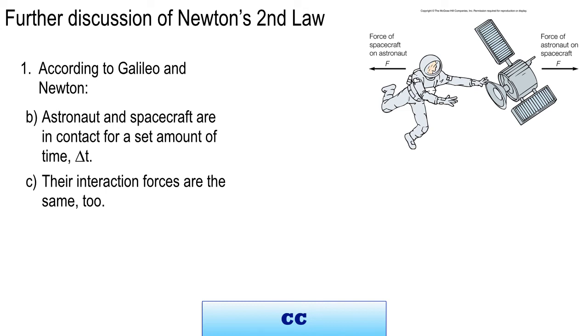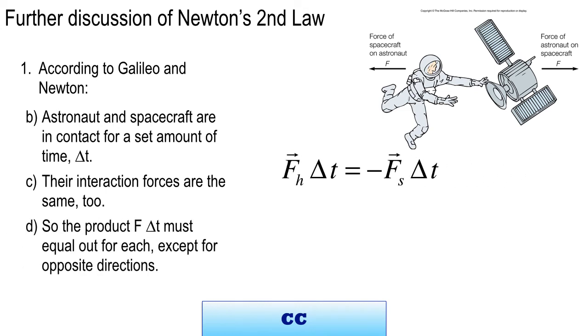Now, in vector terms, it would look like this. Here's the force on the human times the interaction time, and here's the force on the spacecraft times the interaction time. The forces are equal but oppositely directed. That minus sign here means that the force on the human is opposite in direction to the force on the spacecraft. So if the spacecraft gets some newtons to the right, the force F_H on the human is off to the left.